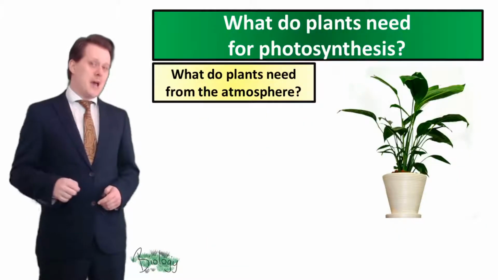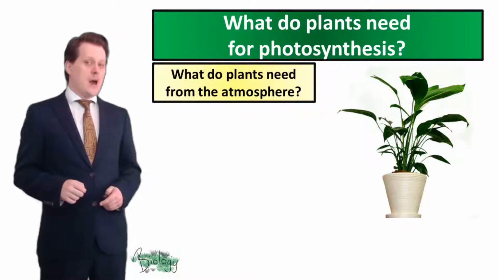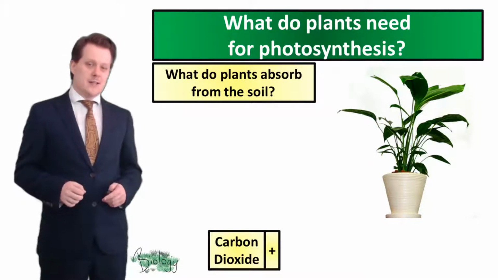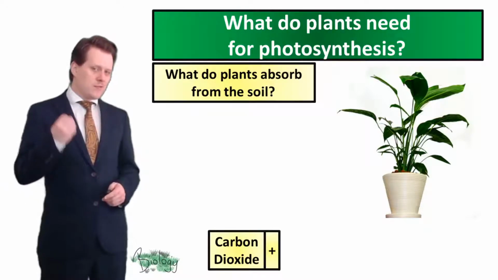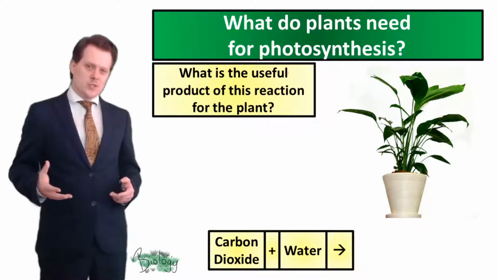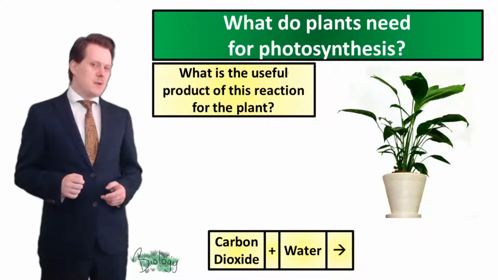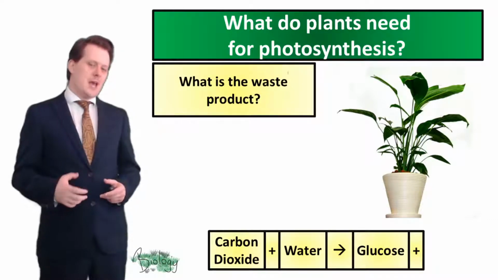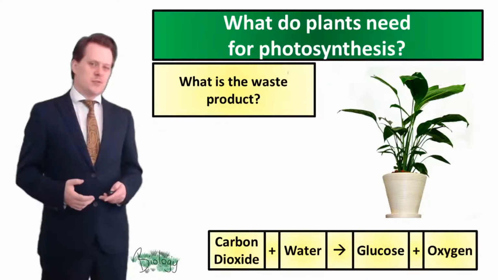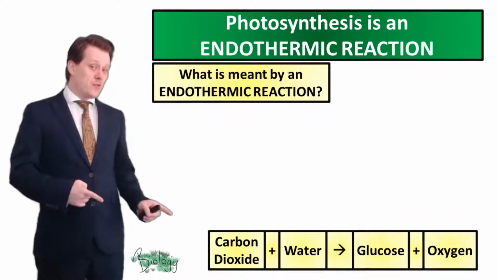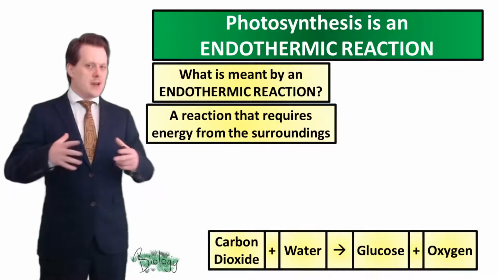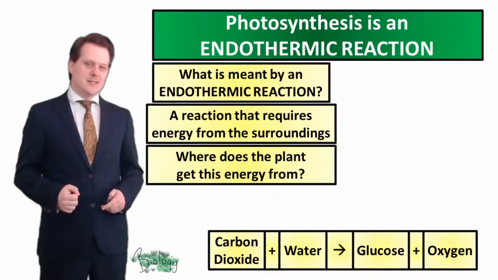So what do plants need for photosynthesis? Well, they need something from the atmosphere. They need carbon dioxide. They also need to absorb something from the soil, which would be the water. This then gives the plant a useful product. This useful product is glucose. And it also produces a waste product, which is oxygen. And this reaction is an endothermic reaction. This means that it requires energy from the surroundings.